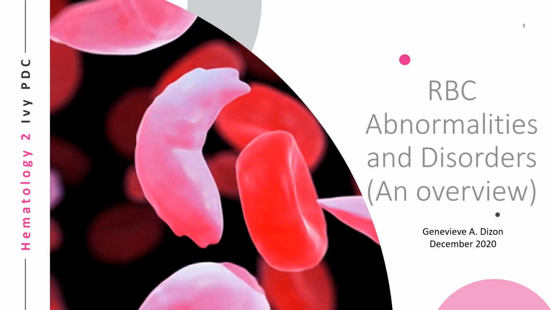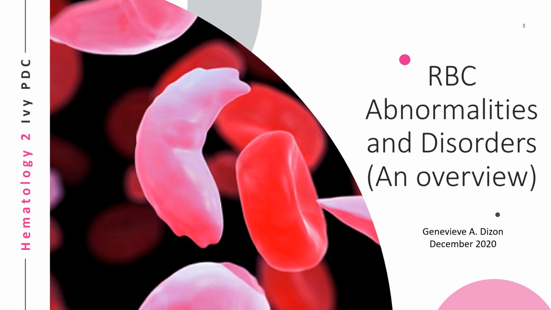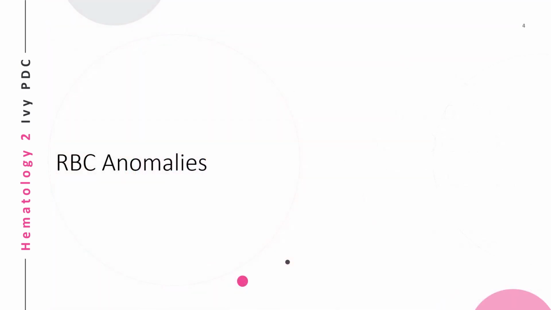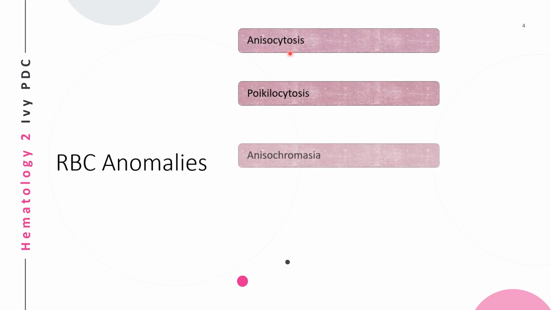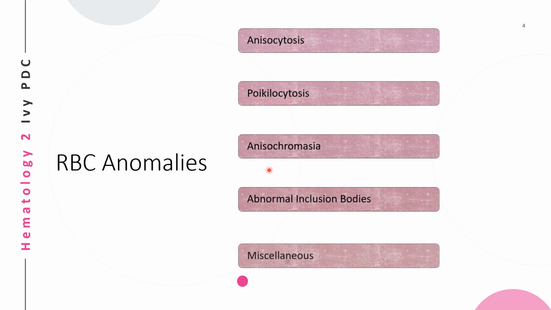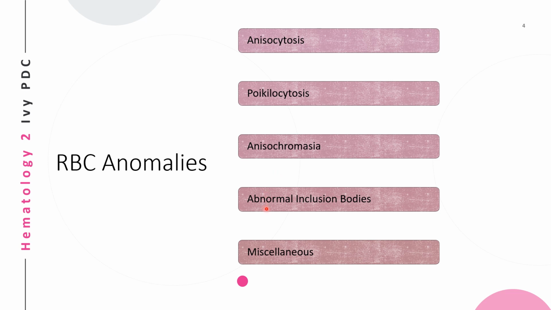Let's now start an overview video about the red blood cell abnormalities and disorders. The red blood cell anomalies may be divided into different categories. We have anisocytosis, poikilocytosis, anisochromasia, abnormal inclusion bodies, and miscellaneous category.